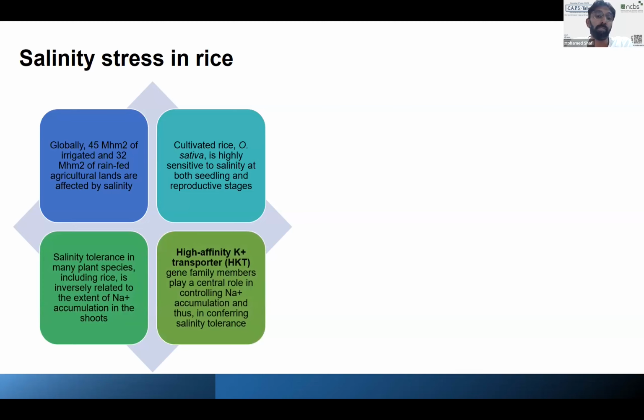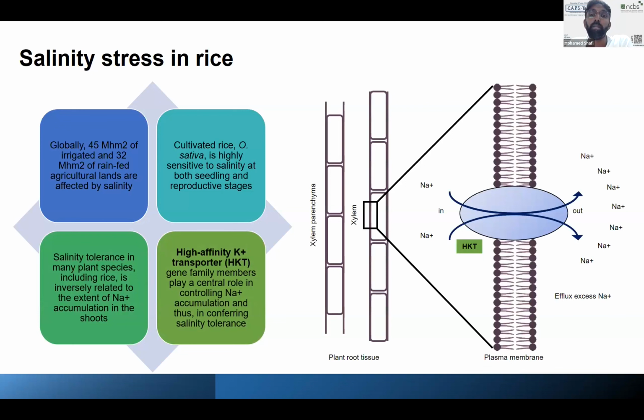Now, it has been reported, or it has been discovered, that the HKT gene family members play a central role in controlling sodium ion accumulation in the plant. That leads to conferring salinity tolerance. Now, HKT here regulates the central role, which will transport sodium ions from root tissue to the shoots.